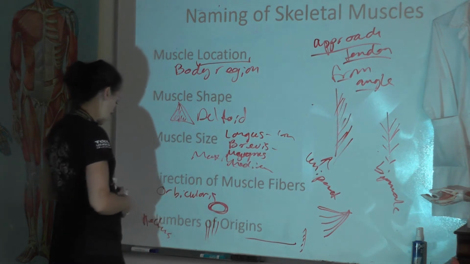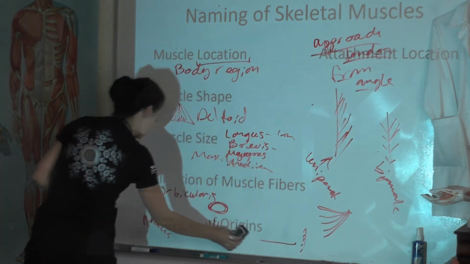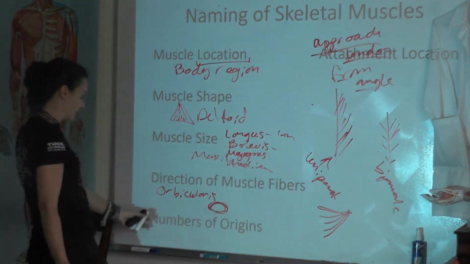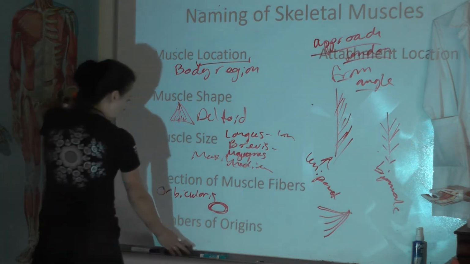So just be aware of that. The other way that we can name our skeletal muscles is based on the number of origins they have. So we've already talked about this. Biceps brachii, biceps, 2 origins found at the brachial region.